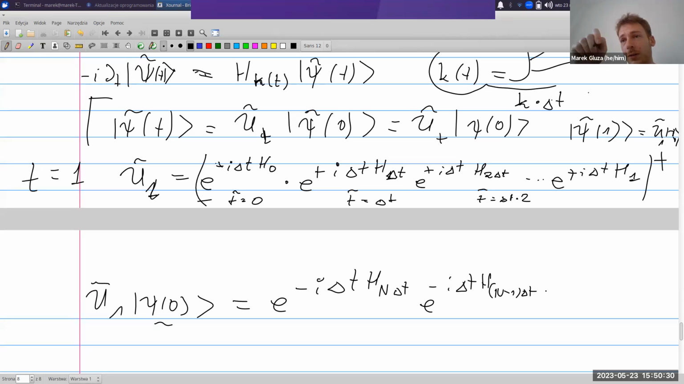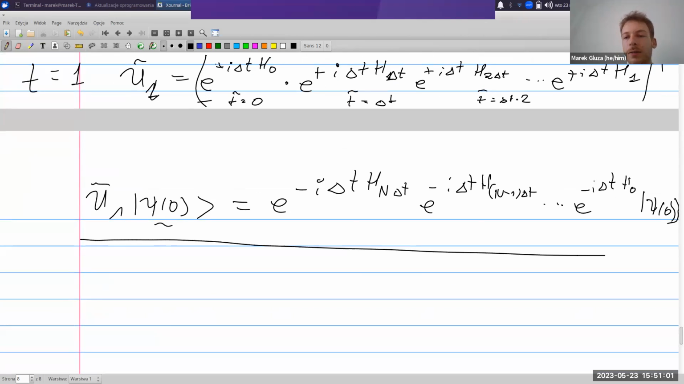This tells you at which moment you evaluate the Hamiltonian, yeah? And then dot dot dot e to the minus i delta t h of delta t, e to the minus i delta t h0, applied to psi of 0. Okay, so I will skip one step. So h0 applied to psi of 0.